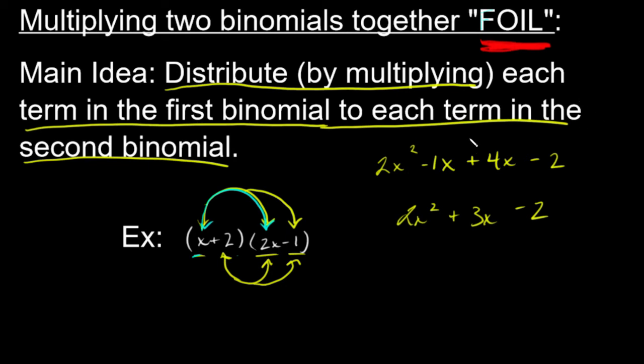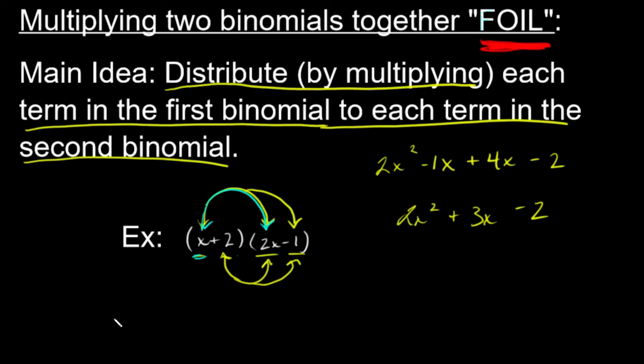But I think a much better way to talk about it is just to talk about distribution, which is what you're really doing. You're distributing this term to both, and this term to both. And when you think of it in terms of distributing, it allows your brain to scale this up to not just binomials, but maybe trinomials.